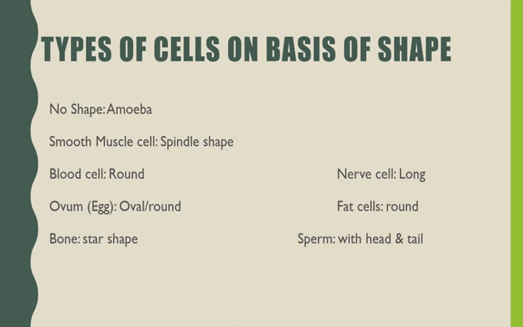Then we have smooth muscle cells, which are spindle shaped. Blood cells are round. Eggs, you know, are oval or round. Bone cells will be star shaped. Nerve cells have to carry signals like a wire, so they are long. Fat cells again are round, and sperm cells have a head and a tail.